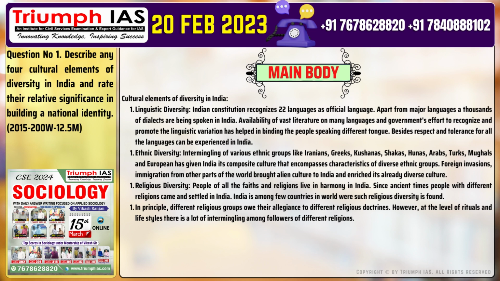Ethnic diversity. Intermingling of various ethnic groups like Iranians, Greeks, Kushanas, Shakas, Hunas, Arabs, Turks, Mughals and Europeans has given India its composite culture that encompasses characteristics of diverse ethnic groups. Foreign invasions, immigration from other parts of the world brought alien culture to India and enriched its already diverse culture.